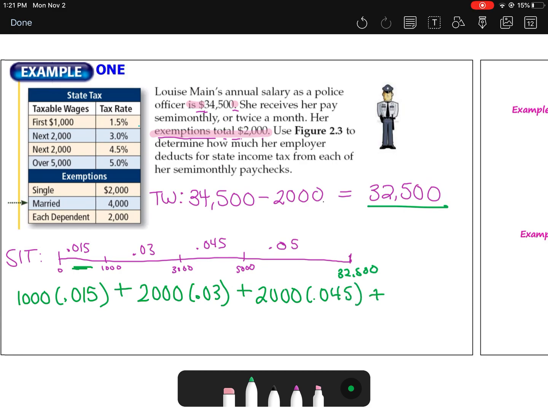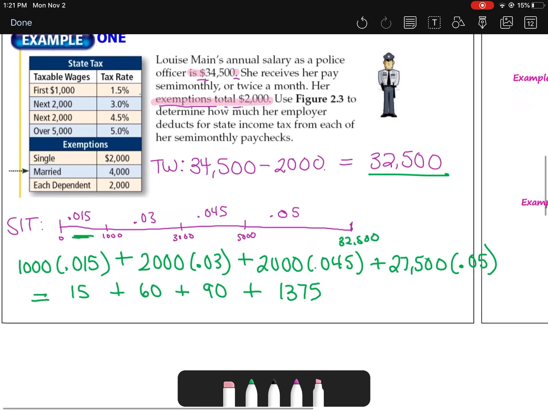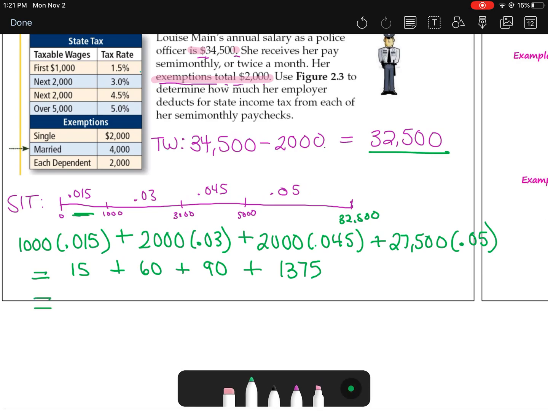Okay. Now, from 5,000 to 32,500, how much is in that pocket? Again, to figure out how much is in each pocket, I need to subtract. 32,500 minus 5,000 is 27,500, and that's taxed at 5%. So now all I need to do is put this in my calculator. You could do each one individually, so that's 15 plus 60 plus 90 plus 1,375. If you have a fancier calculator though, you can just plug it all in. Either way you do that, I get $1,540. Now remember, this is annual state income tax. Okay.